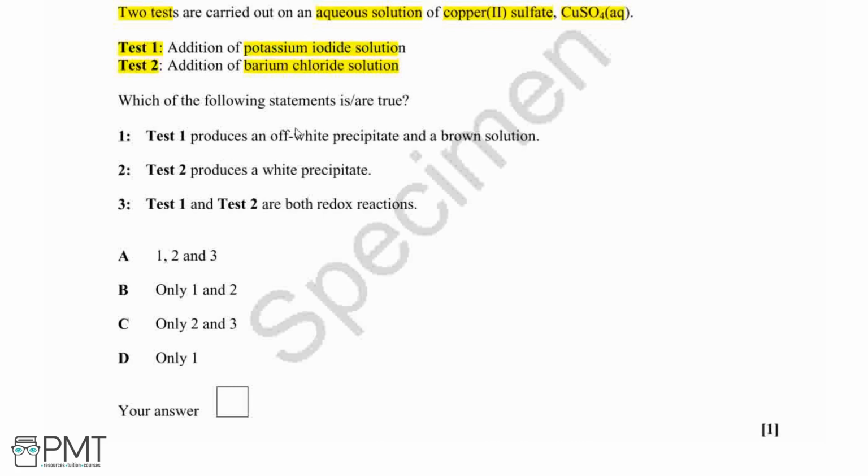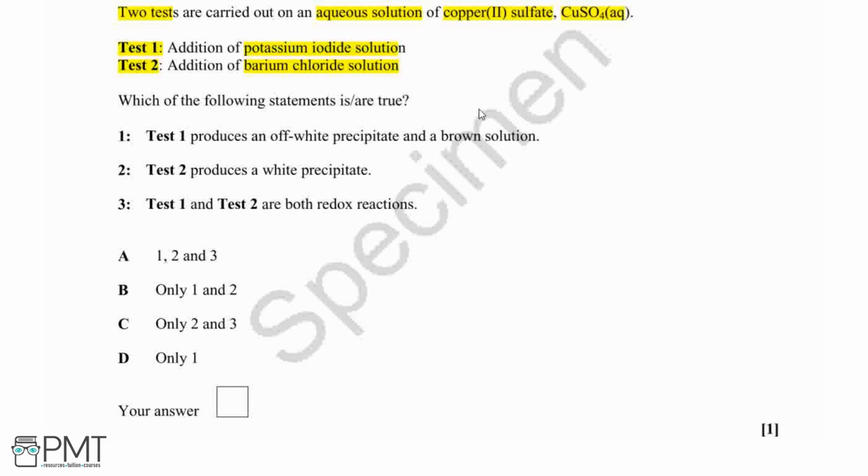So let's think about what happens during each of these tests. So these are some of the test tube reactions that you need to learn. So these are some really cool style questions here. So the first one to think about is going to be our addition of barium chloride solutions.